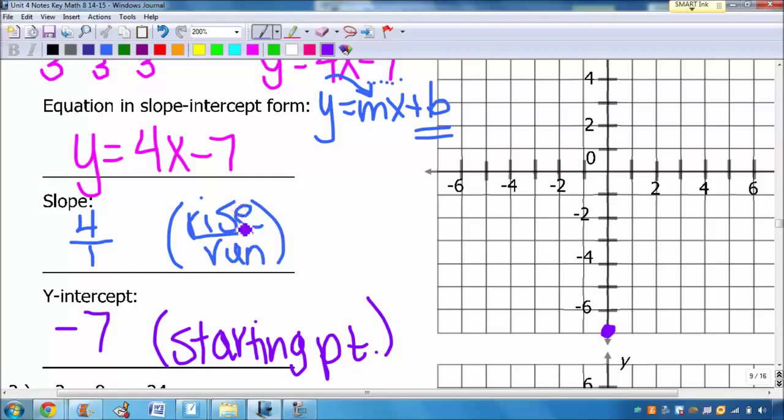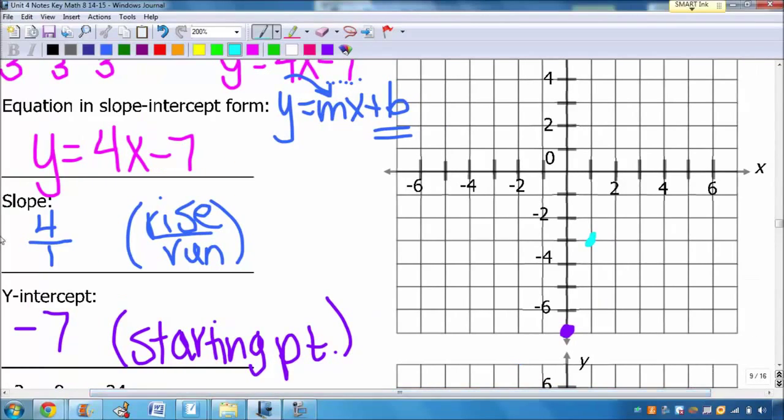So that means that you rise, you go up by 4. So if you look right here, I'm going to start right here. I'm going to go up by 4. 1, 2, 3, 4. And then the run is how much you go over by. Well, this is saying that I go over by 1. So I would go over 1. And then I put a dot right there, okay? You're going to put multiple dots until you run out of room, okay?